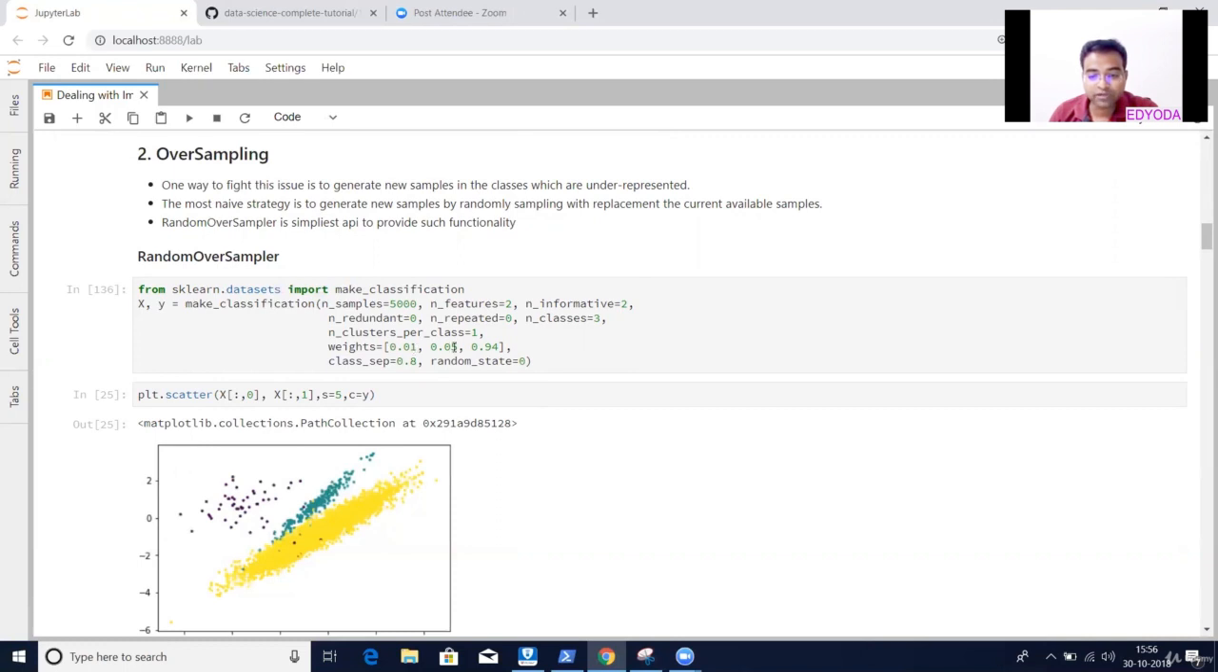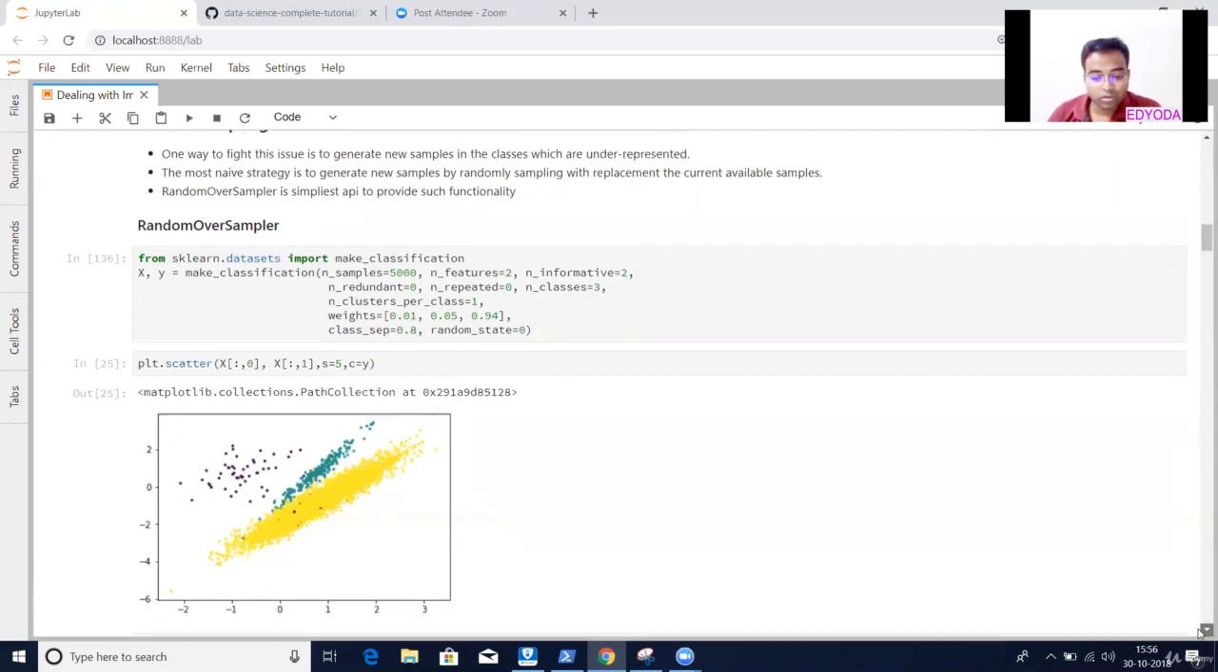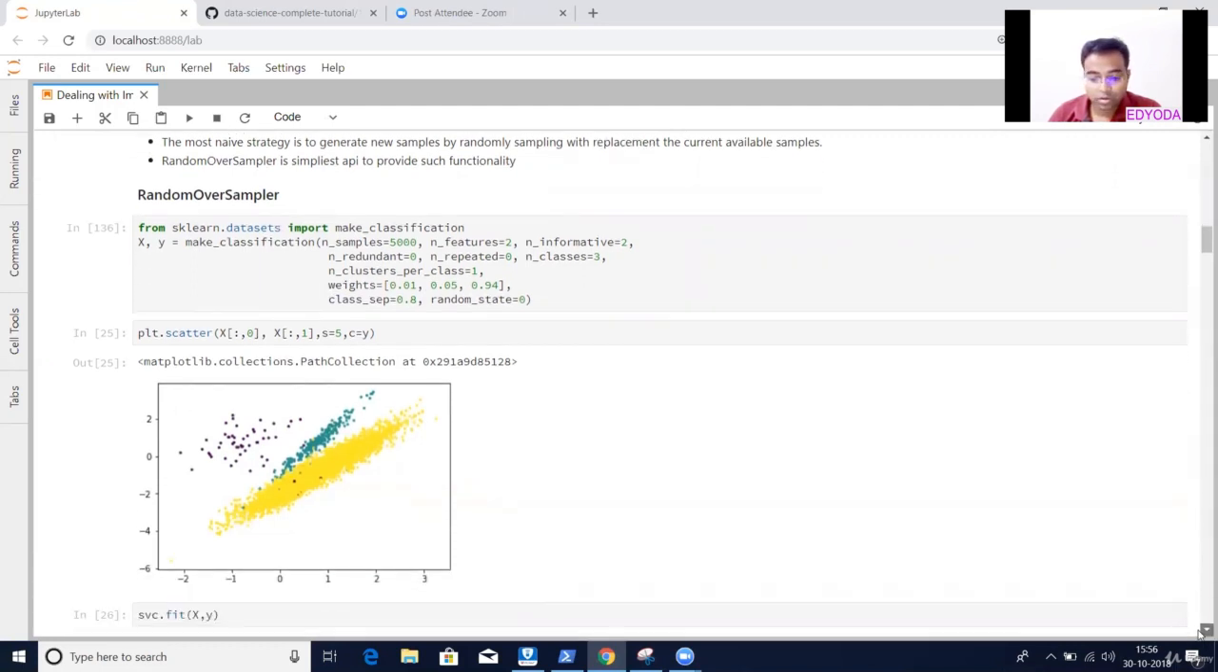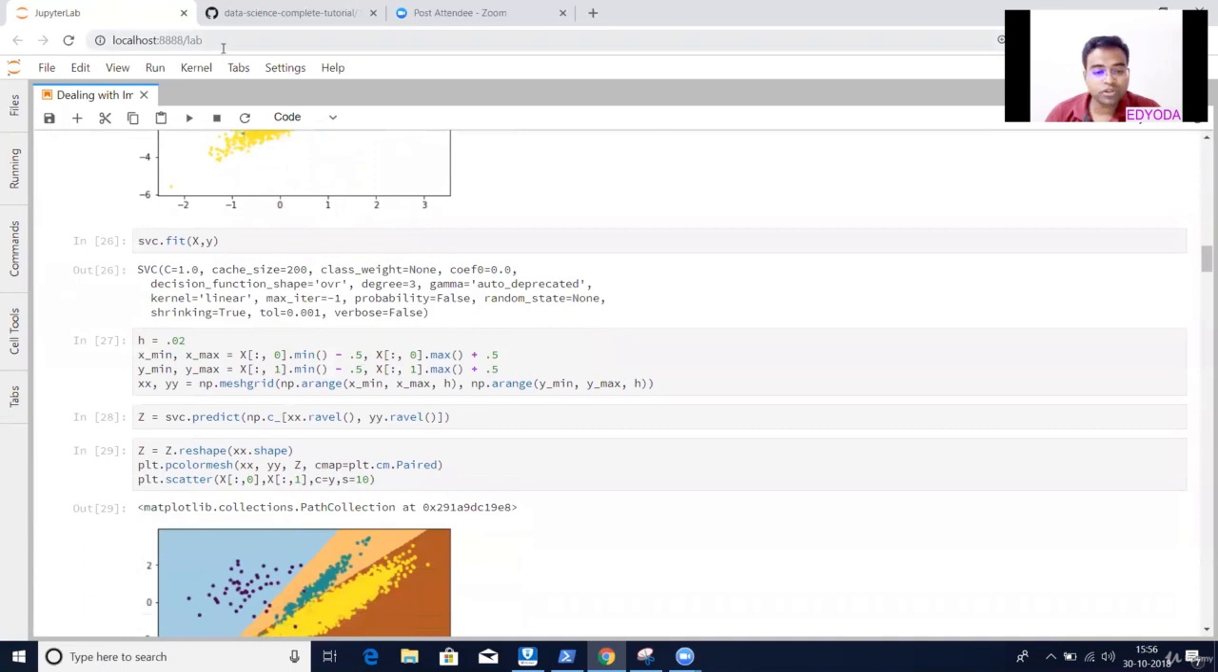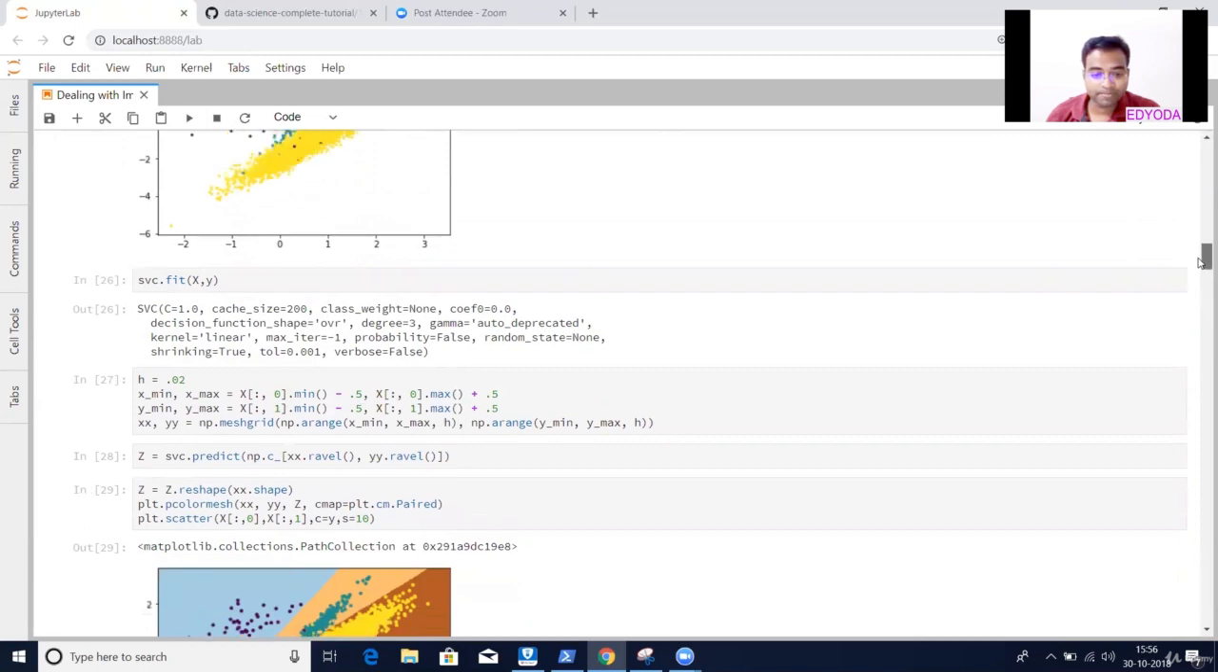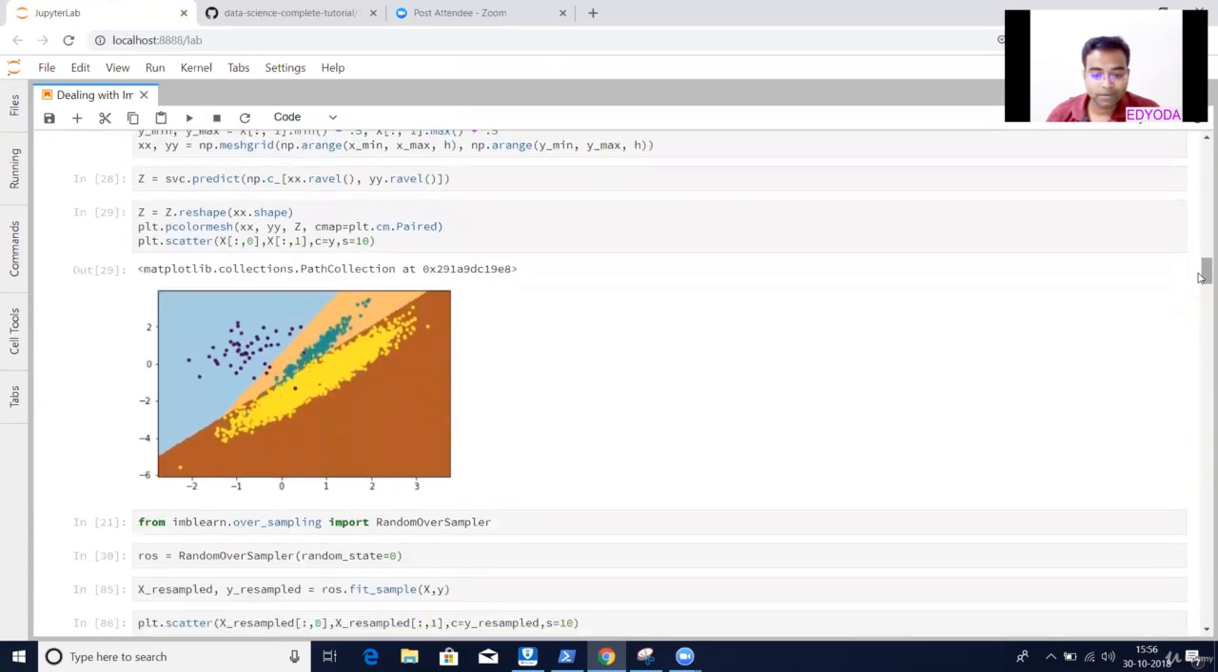So we can see here it's generating three distributions: 1%, 5%, and 94%. This is the data that we see here, right? Now if you use this data for training our model, this is the separator that you see here. Using SVC, this is the decision boundary that is predicted.